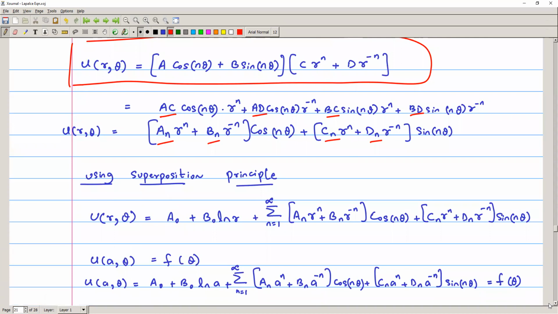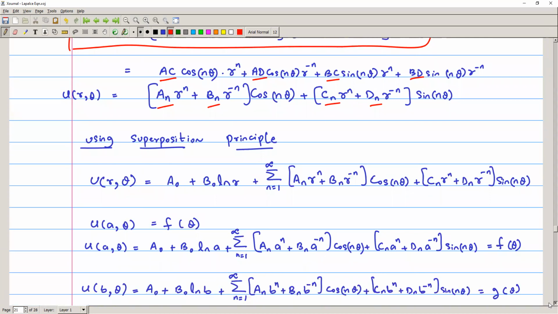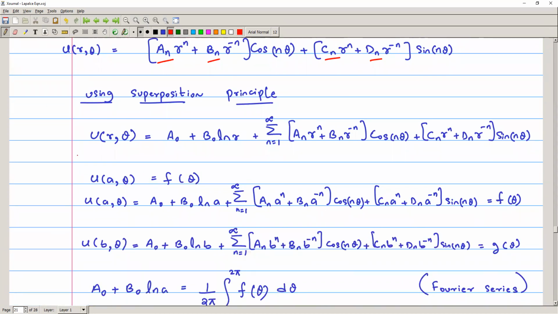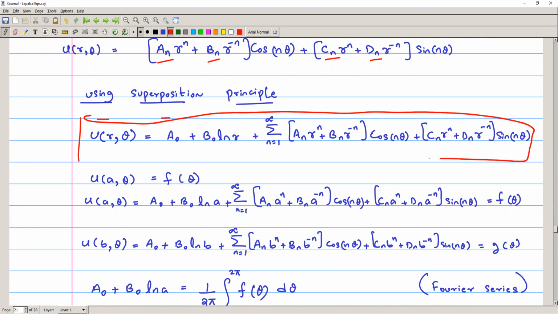So now we have the principle of superposition. We have solutions from two cases, that is from case 1 and case 3. So we'll add up both the solutions to get the final solution. All right, so this is the final general solution for the equation.